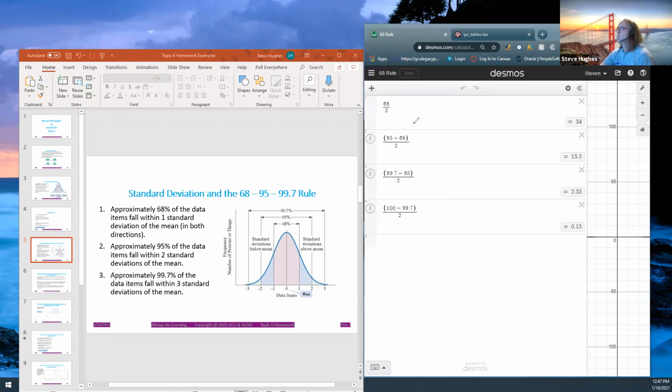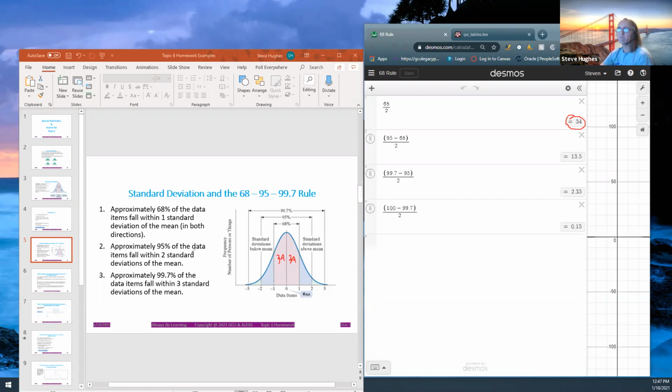All right, so I took the 68 and I divided it by 2, and that gives me 34. What does that mean? It means that 34% of the data lies below the mean by one standard deviation, and 34% of the data lies above the mean and below one standard deviation. Obviously, the two of those add up together to be 68.